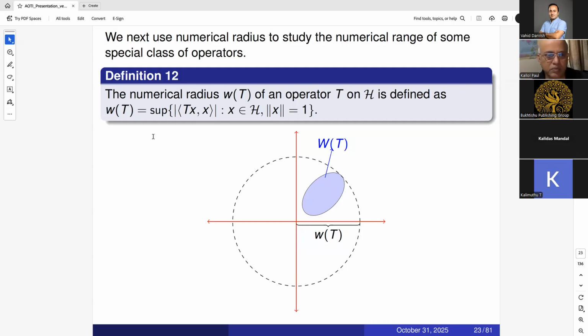Analytically speaking, this is w(T), small w of T, equal to the supremum of modulus of ⟨Tx, x⟩, where x belongs to H, norm x equal to 1. So if your blue portion is the numerical range, then the numerical radius is given by the dotted circle with radius the numerical radius, small w(T). So this small w(T) is the numerical radius.